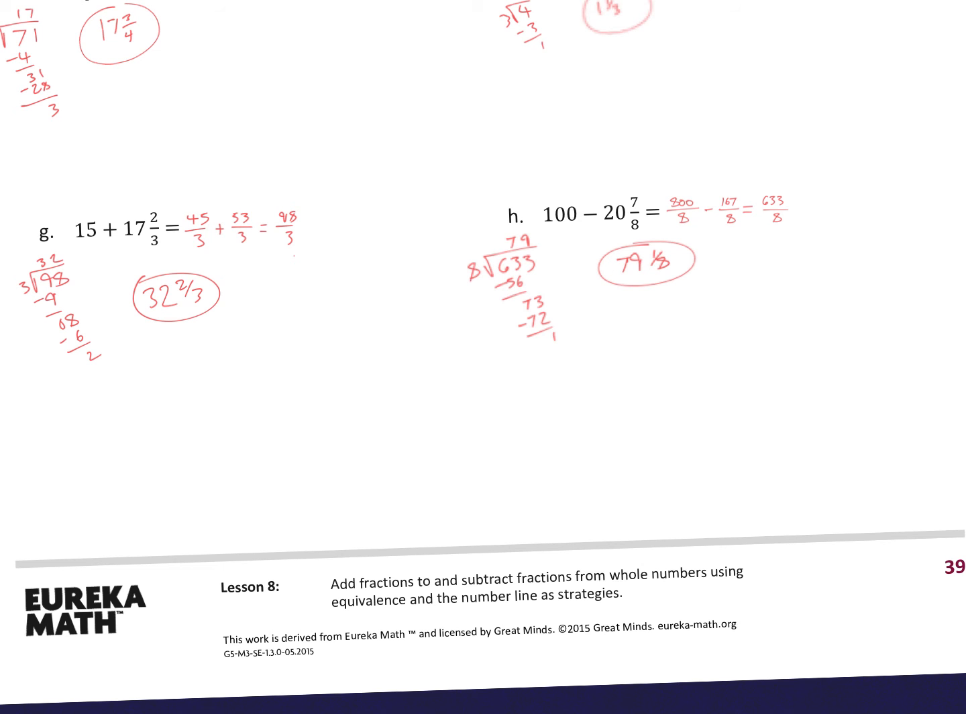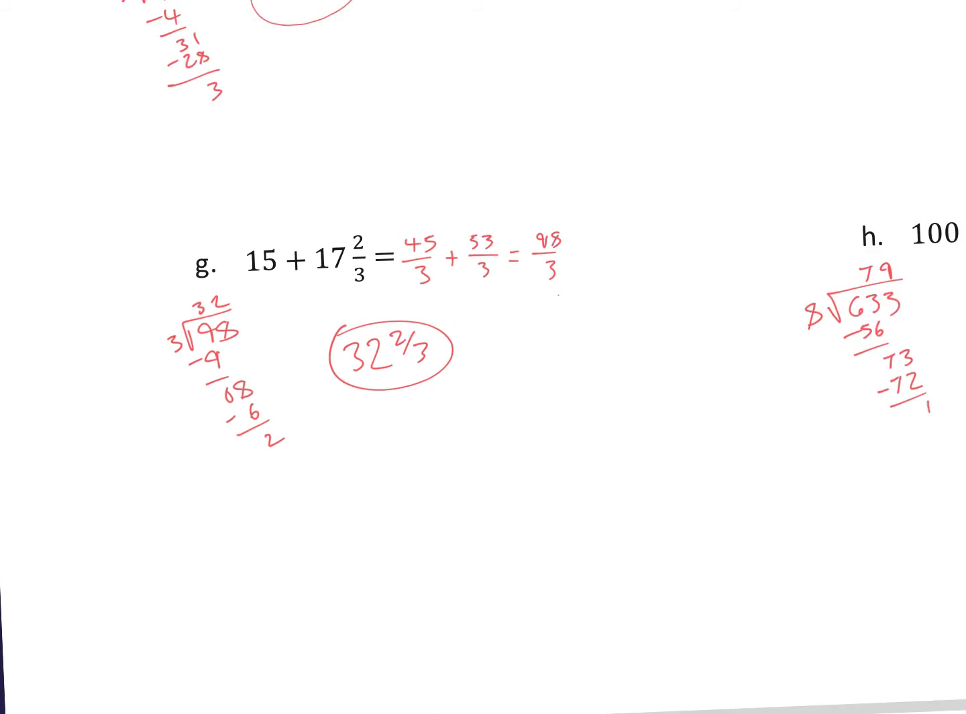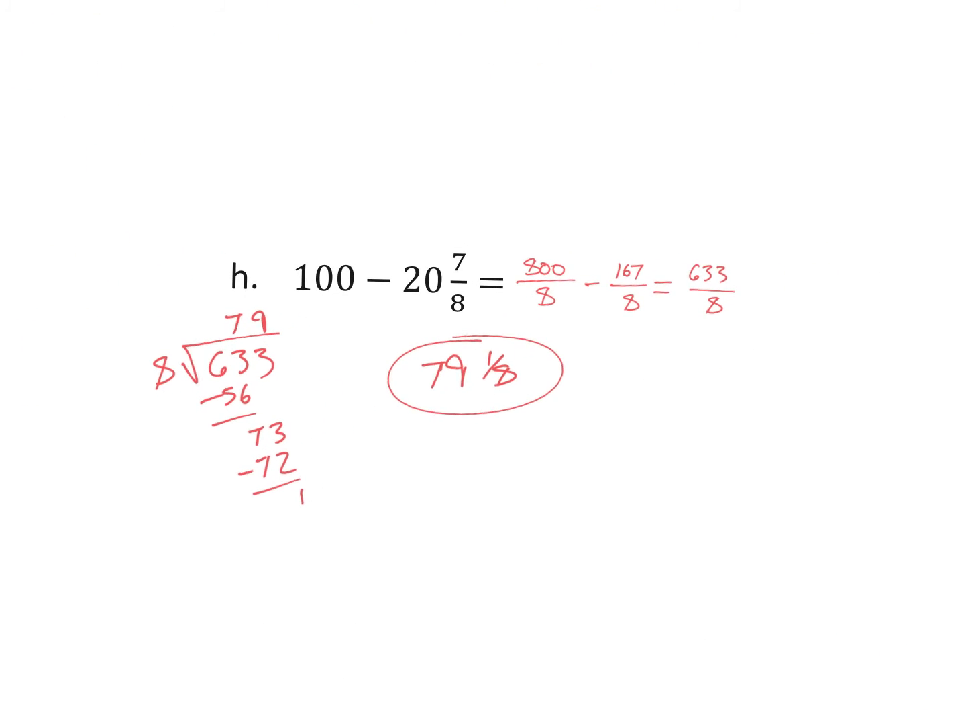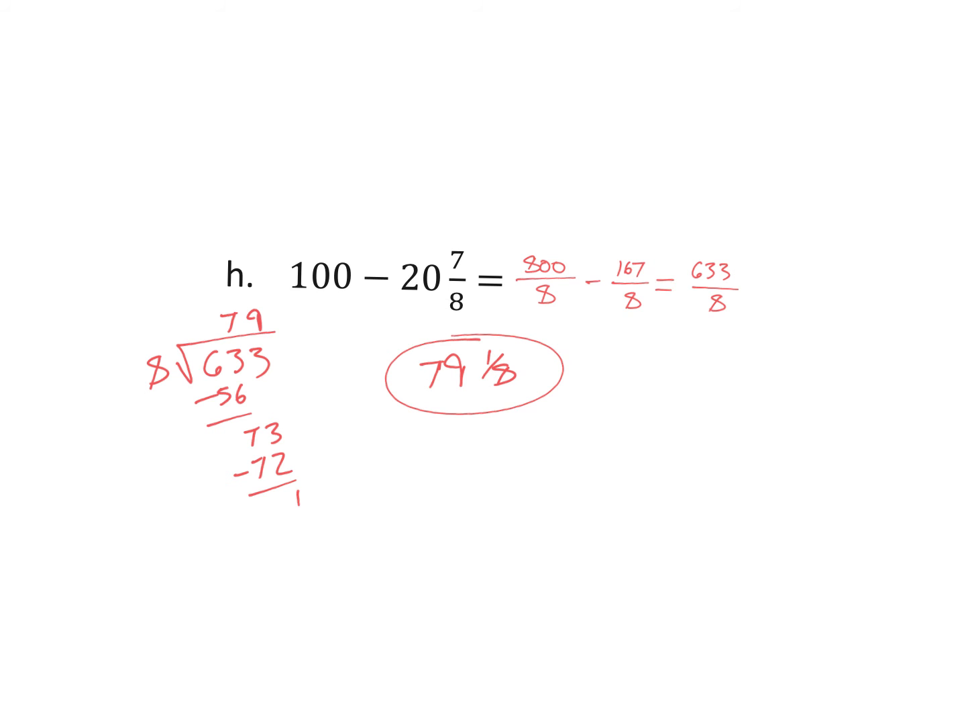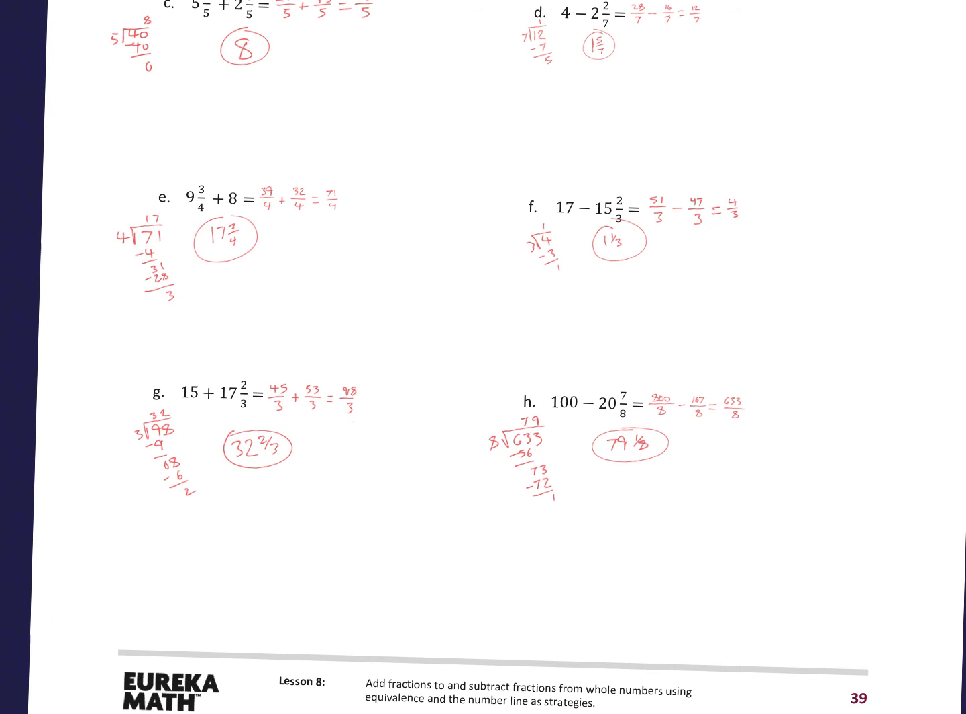So here we have our answers. 32 2/3. Let me zoom in on that. 32 2/3. Check your work. Make sure it's right. And 79 1/8. Check your work and make sure you got it right. If you're starting to get the hang of this, kiss your brain. If you're still not sure what's going on, pause the video and come and talk with Mr. Cooper. Other than that, we're going to go ahead and move on.